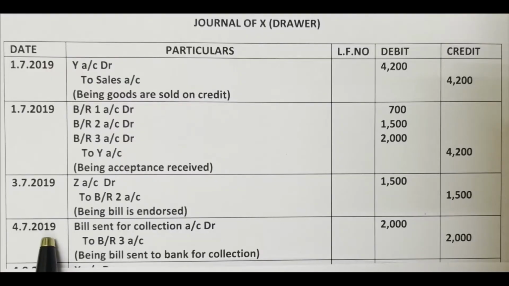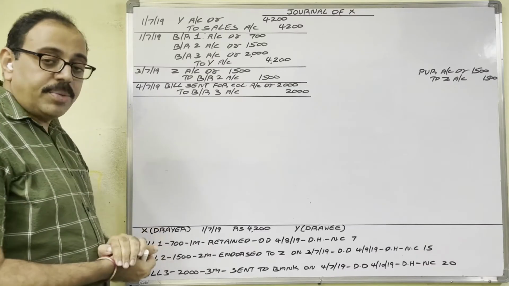On 4th July 2019, bill sent for collection account debit to bills receivable 3 account 2000, being bill sent to bank for collection. Next, what happened?